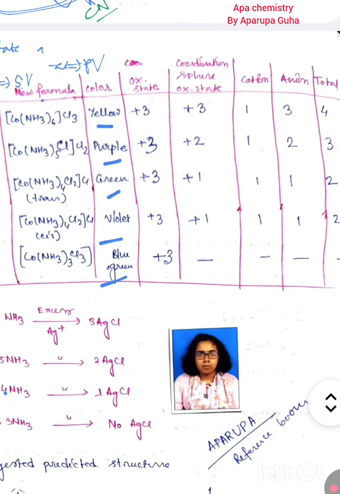Okay, what are those? First one, Co(NH3)6 Cl3, where these 3 Cl are present outside of the coordination sphere, outside of the third bracket. Okay, and the oxidation state of the metal is plus 3. The oxidation state of the coordination sphere is also plus 3. Okay, overall it is plus 3, and this cobalt is also plus 3.